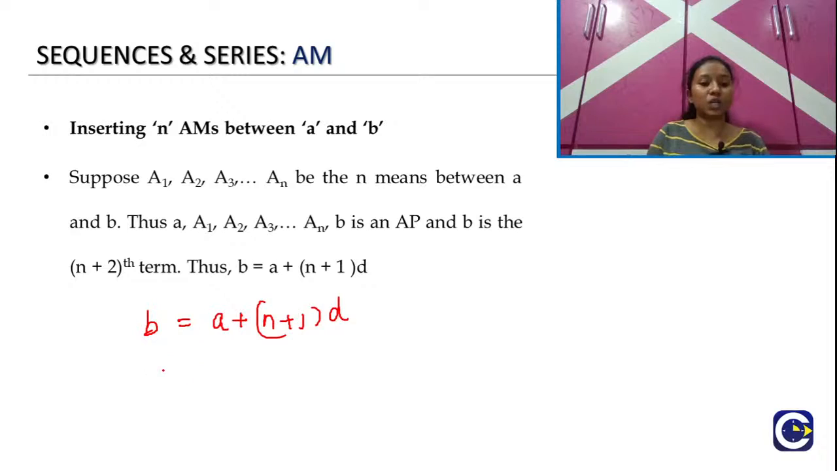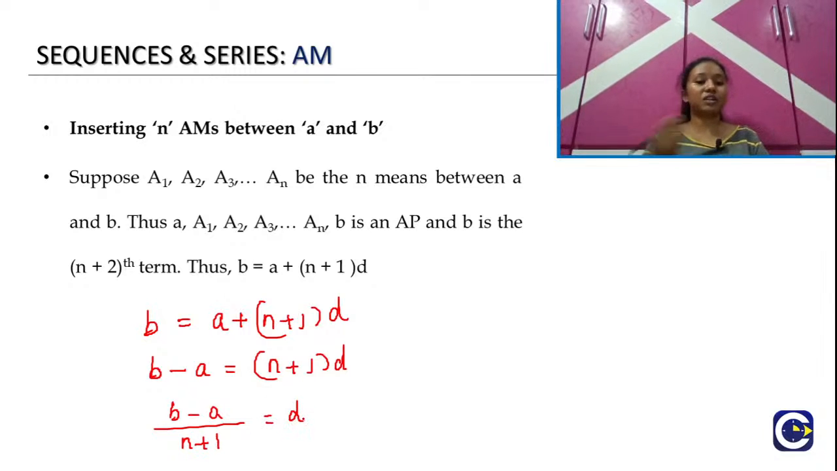So let's rewrite the equation here. So b minus a here will be equal to n plus 1 into d. And then b minus a divided by n plus 1 is equal to d. Which means for that particular arithmetic progression, common difference will be equal to b minus a by n plus 1.